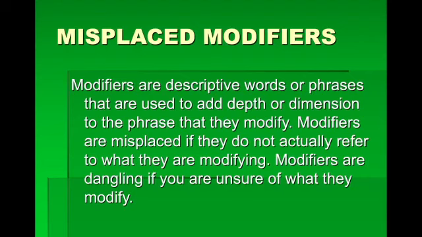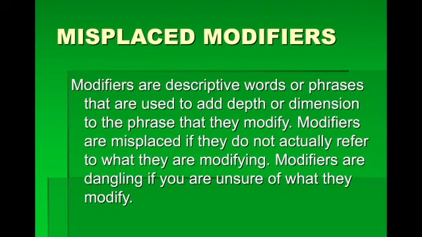The next part we'll be talking about is misplaced modifiers. Modifiers are descriptive words or phrases that are used to add depth or dimension to the phrase that they modify. Modifiers are misplaced if they do not actually refer to what they are modifying. Modifiers can even dangle if you're unsure of what they modify.